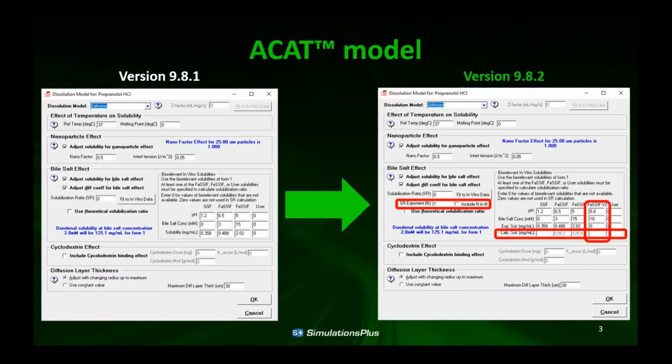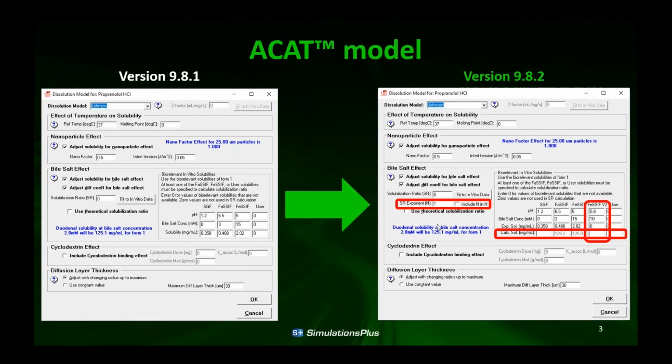First, we talk about the ACAT model. For the ACAT model, for the biosalt effect, if we compare version 9.8.1 with version 9.8.2, we find that for the model parameters, we include one extra. This is called SR exponent. An exponent term has been added to this function.